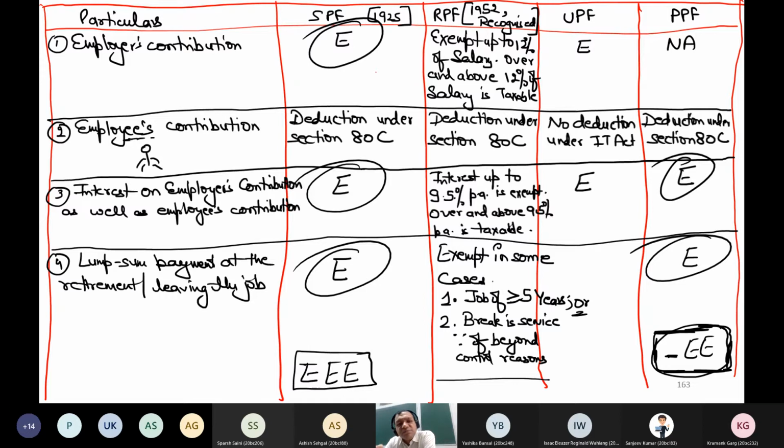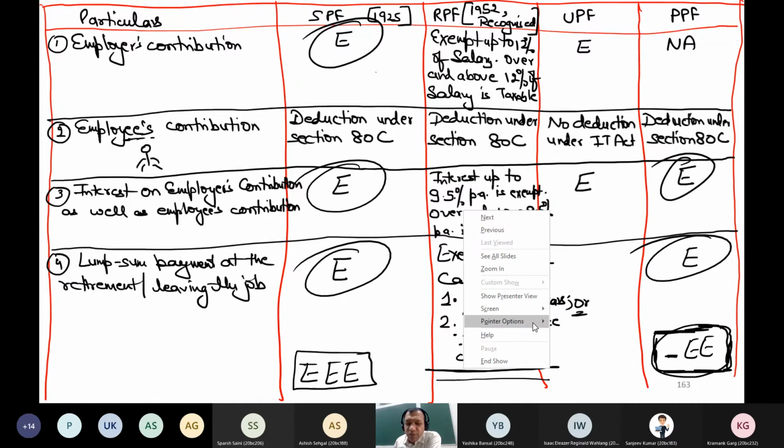In many cases, lump sum payment in case of RPF is tax free, because in many cases we will find that the job is continuously being done for at least 5 years. If not this continuous job, it will become taxable then. Taxable in what sense? That this will be treated as unrecognized provident fund. Like for example, if I'm in RPF and my job is only 3 years, so it will be taxable. But how? In that case, how will it be taxable?